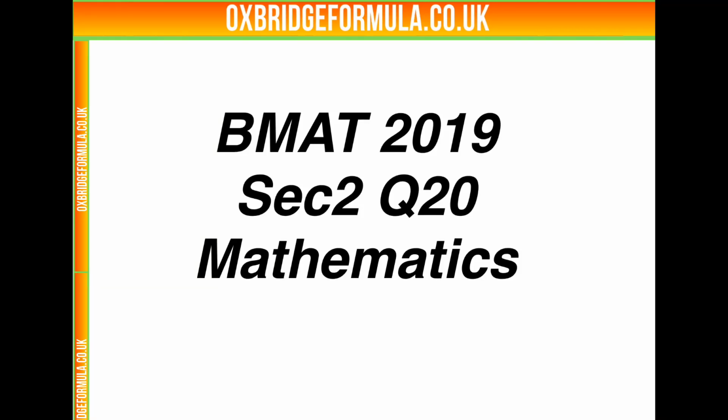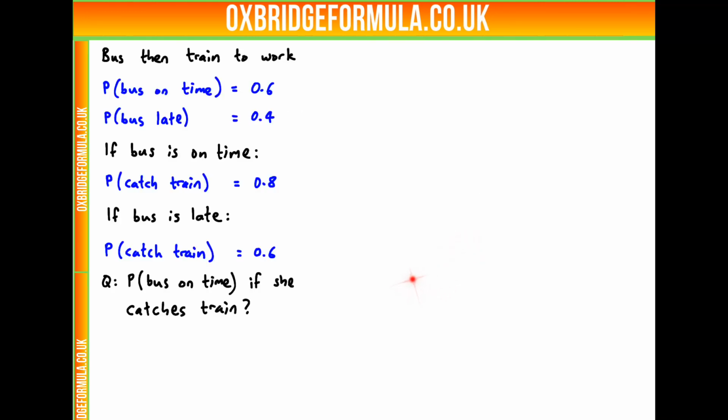This is question 20 on maths from section 2 of the 2019 BMAT. So we're told that someone takes the bus and then the train to get to work.